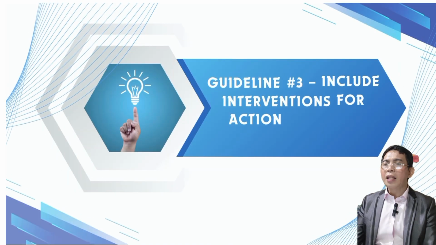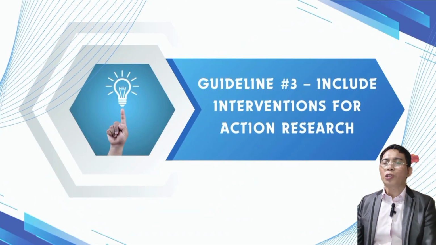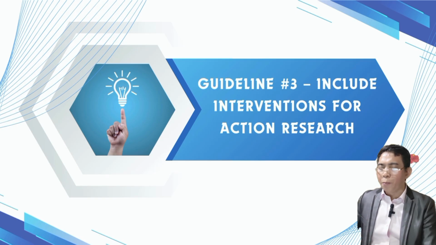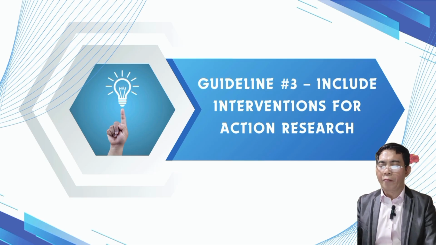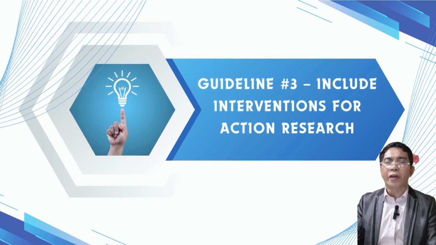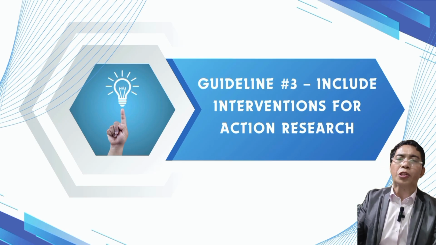For guideline number 3, include interventions for action research. In this section, you should include the intervention program or action plan. You need to present actionable suggestions. Recommendations should be specific, relevant, and realistic for the intended audience. Always make it clear that the recommendations are optional and the implementation may depend on the discretion of the concerned parties.